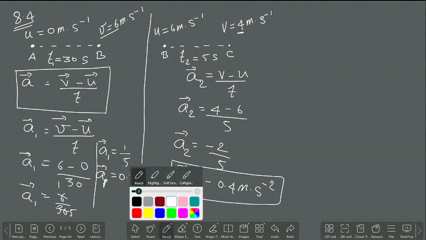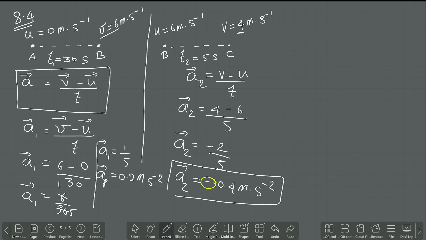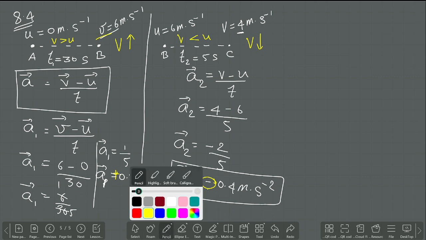Clear? Here in one case we are getting the acceleration negative, whereas in the other case the acceleration is positive. What is the reason? Because of the velocity. Here the velocity of the object is getting increased, whereas here the velocity of the object is getting decreased. That means when final velocity is greater than initial velocity, the acceleration will be positive, whereas when final velocity is lesser than initial velocity, the acceleration will be negative.